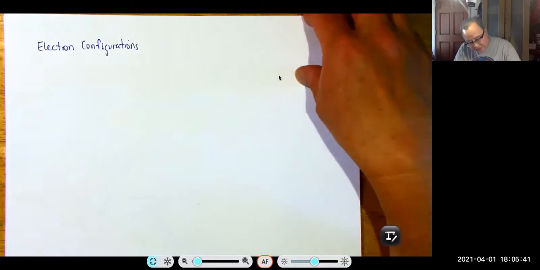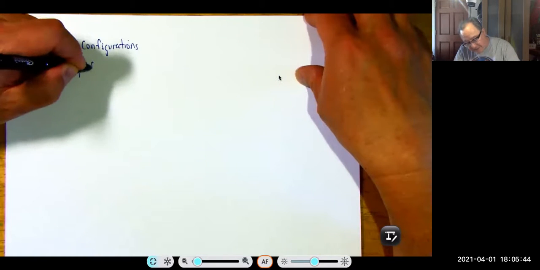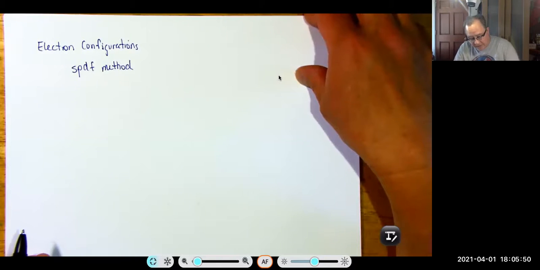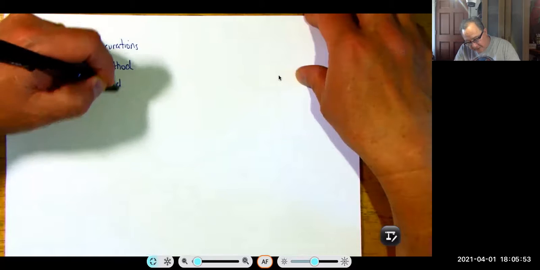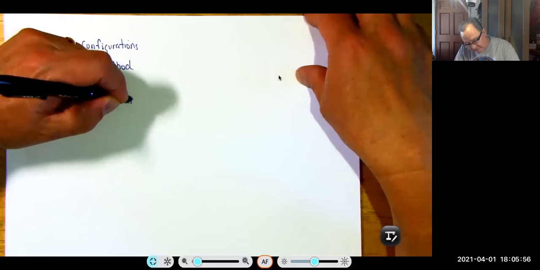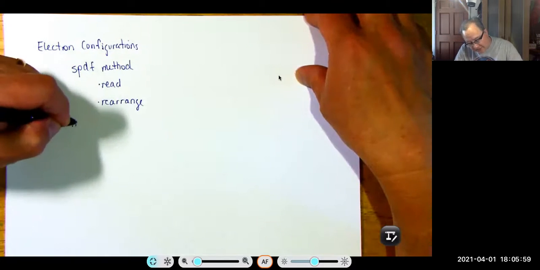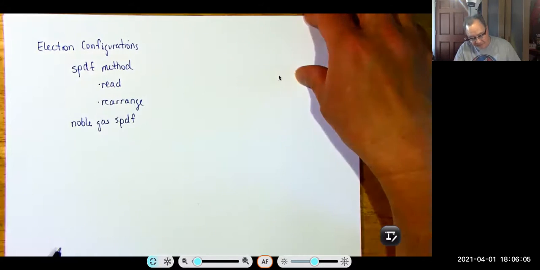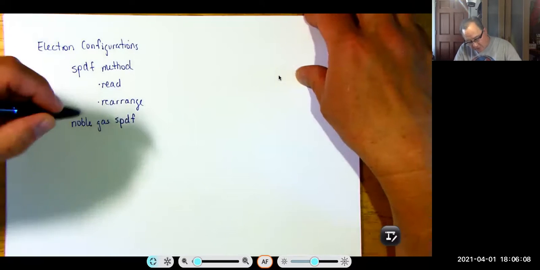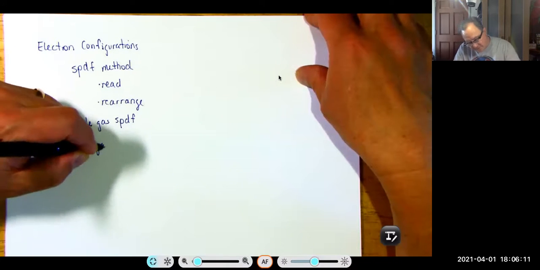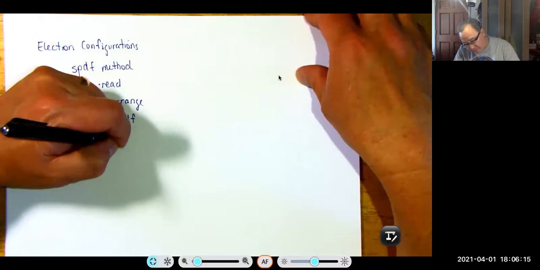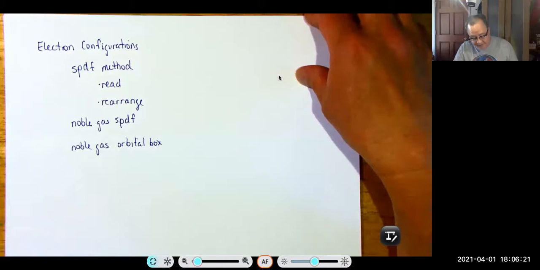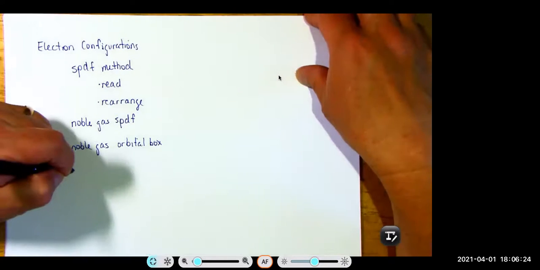So for electron configurations, we've got the SPDF method, and that's where we read it off the periodic table. And the method is to read and then rearrange as necessary. And then there's the noble gas SPDF method. And then there's the noble gas orbital box diagram. Sometimes the book says orbital box noble gas, but it means the same thing. And then, of course, there's the orbital box by itself.